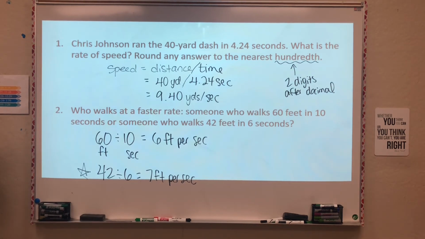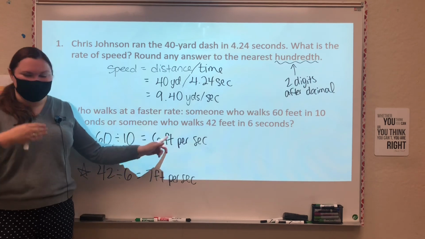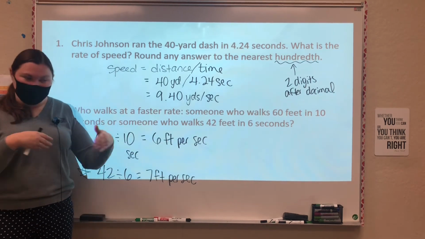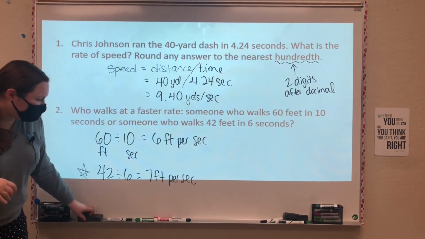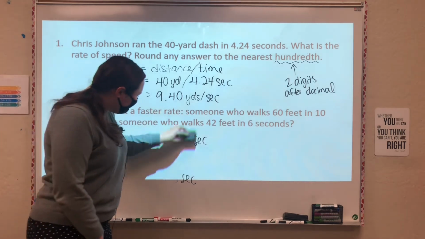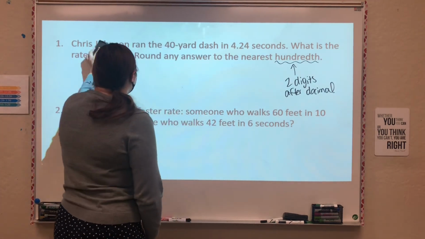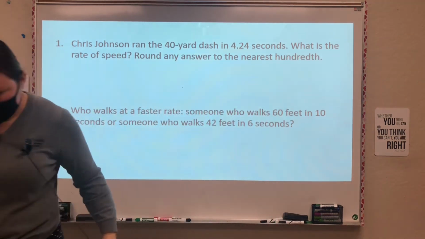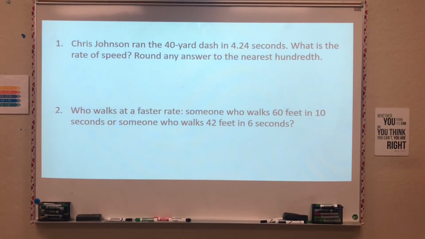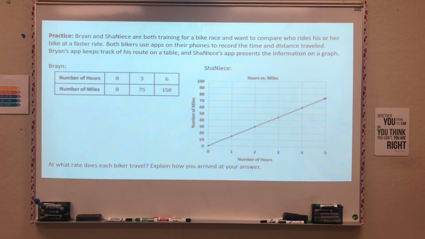Or you could go ahead and do that math. Notice again, it's the distance divided by time. It's always going to be in that order. How are we feeling about speed? Good? All right. There is one last one at the bottom for you to try. You guys did great today. This one here is the last one you're doing.